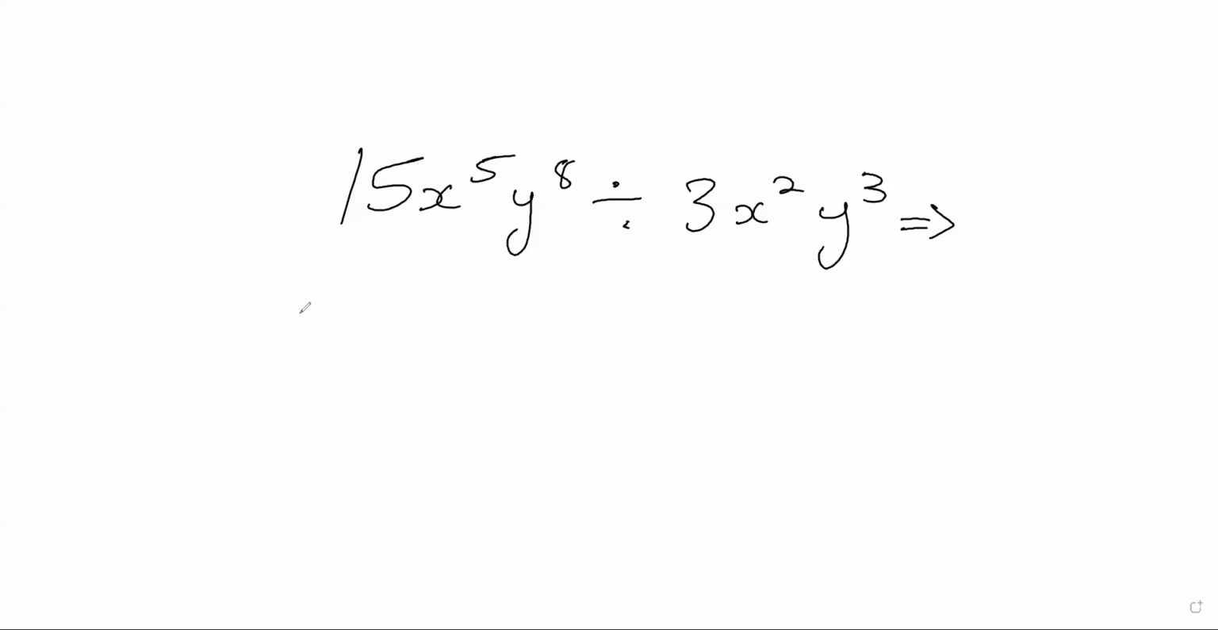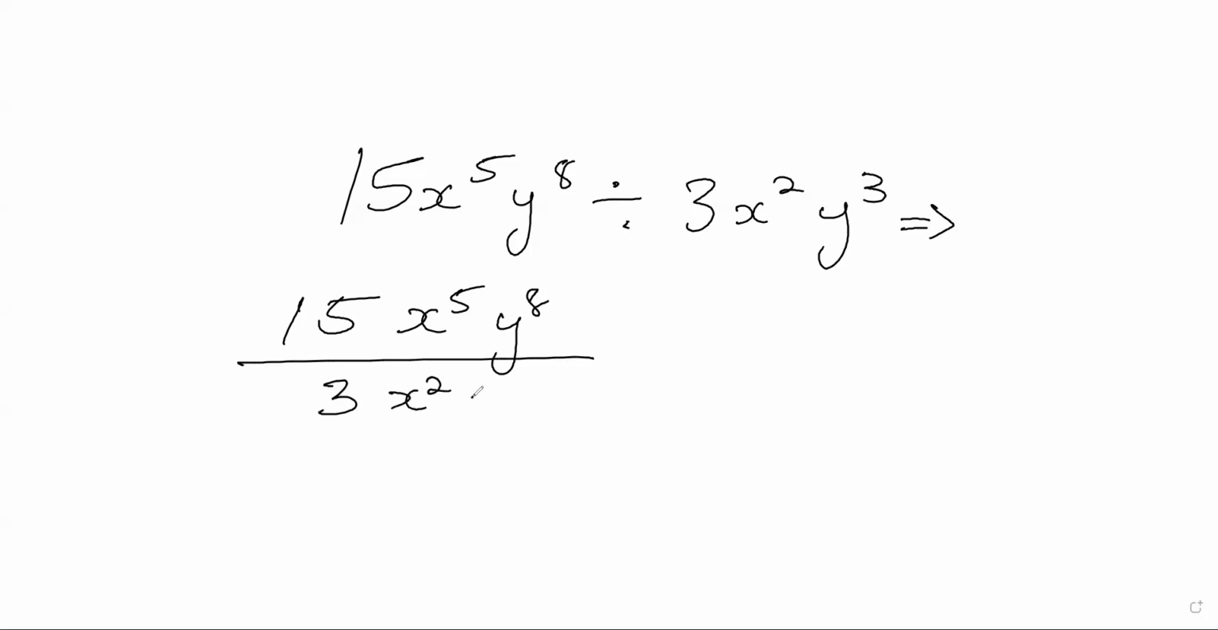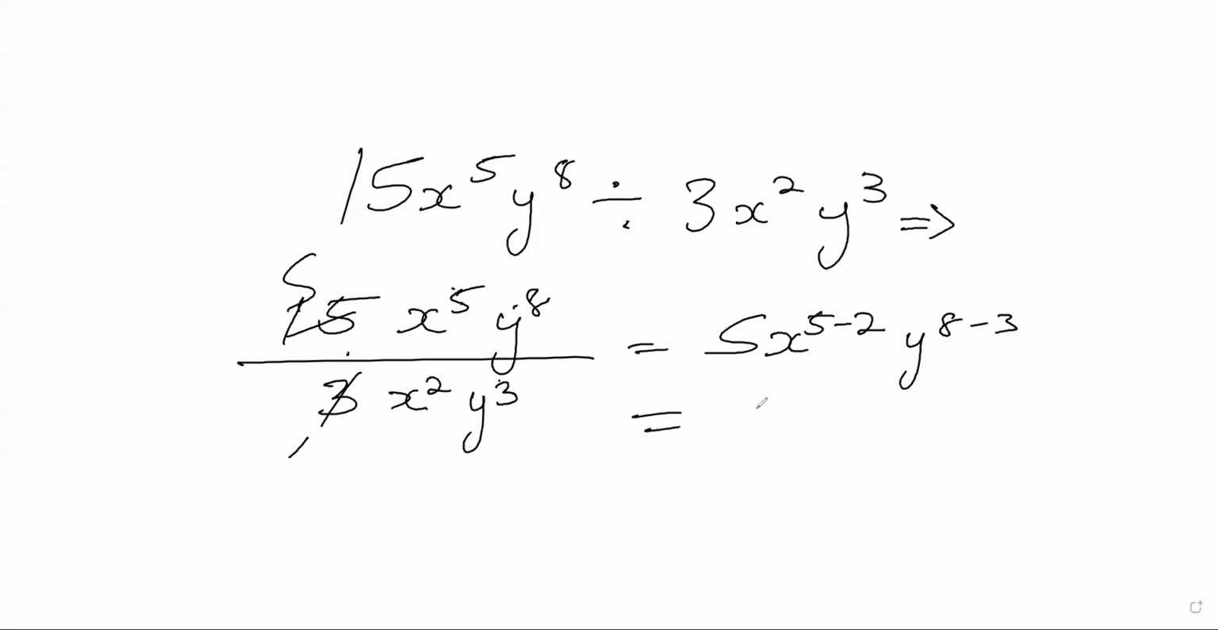All right, so 15. I'll set it up the long way. x to the 5th, y to the 8th. May I give you a negative now? Negative index now, right? So 15 divided by 3, that gives you 5, right? Now remember we subtract. So 5 take away 2. And of course 8 take away 3. And of course 5. Very good, very good.